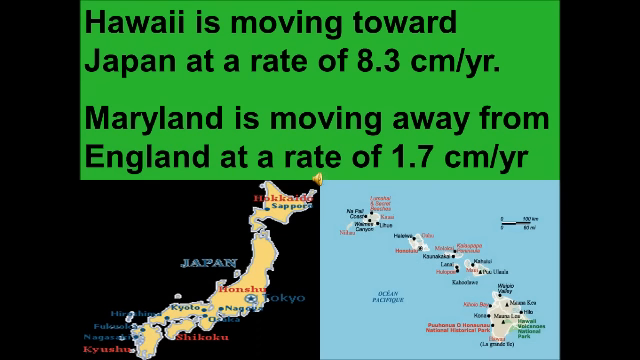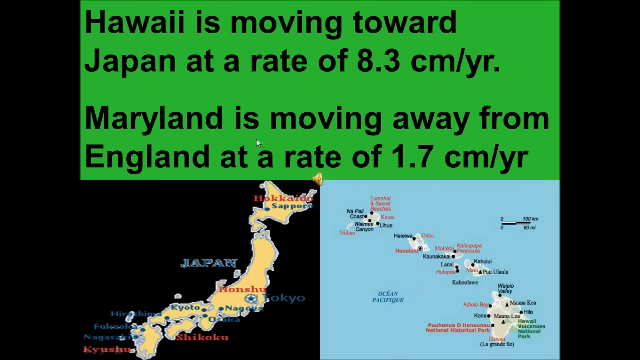Hawaii is moving at a rate of 8.3 centimeters per year towards Japan. So it's a pretty quick rate that the Pacific Ocean is recycling itself back into the mantle. So eventually, over a period of millions and millions of years, if there isn't erosion or parts of Hawaii don't slide back into the ocean, Japan and Hawaii are going to be fairly close to each other.